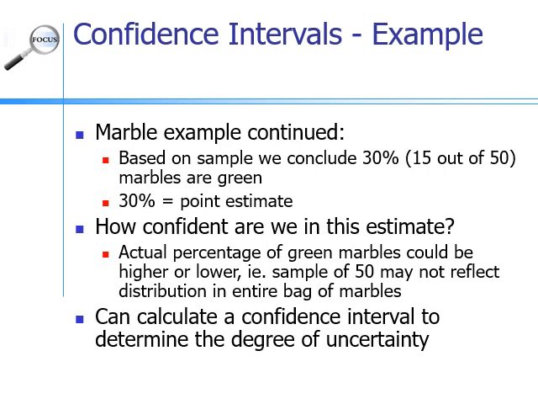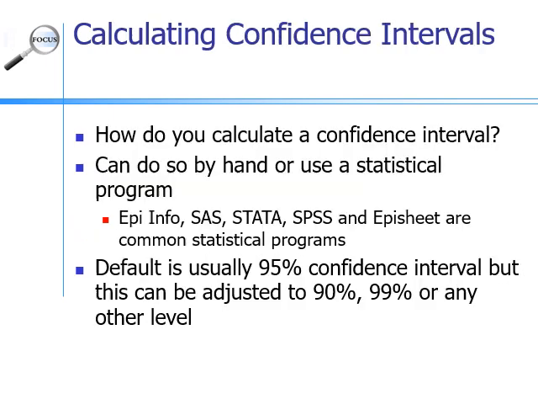Because we do not know that 30% is really correct, there is a chance that it's not really 30%. It could be higher or it could be lower. So to erase our uncertainty, we're going to calculate a confidence interval.